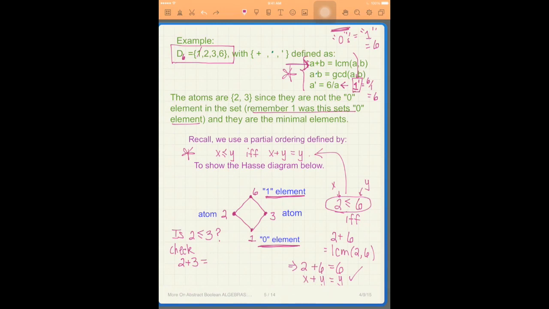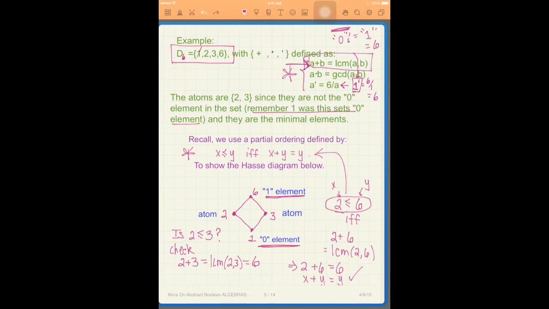Now when I'm adding these, I'm not adding them like regular addition that we're used to in our math courses from high school. What I'm doing is I'm saying 2 plus 3 has to be the least common multiple. So what is the least common multiple of 2 and 3? Well, the least common multiple of 2 and 3 is actually going to be 6.